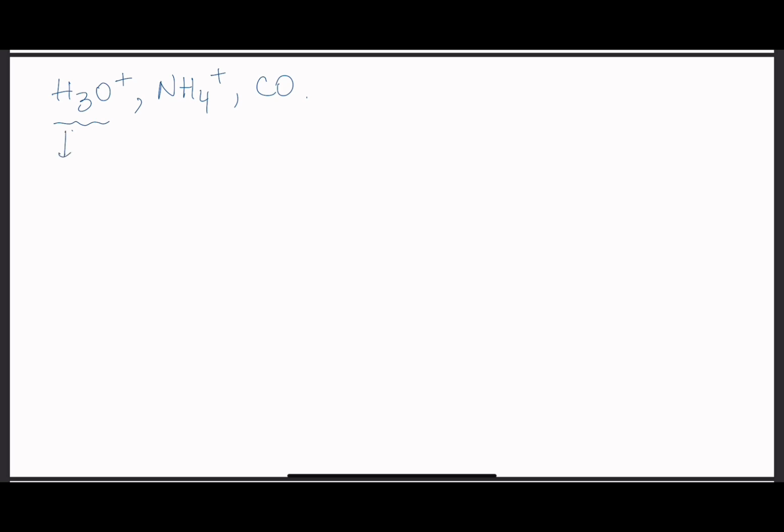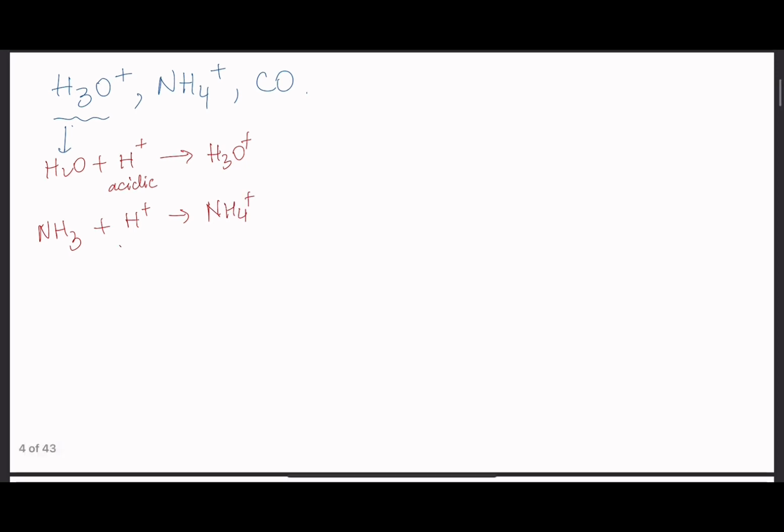The way this happens is that when you have water in an acidic environment, we make hydronium ion. And this ammonium ion, same thing happens from ammonia, NH3. If you add it inside the acidic environment, you get ammonium ion. Okay, so this is again the acidic environment, and CO is another case. So let's start with the water.